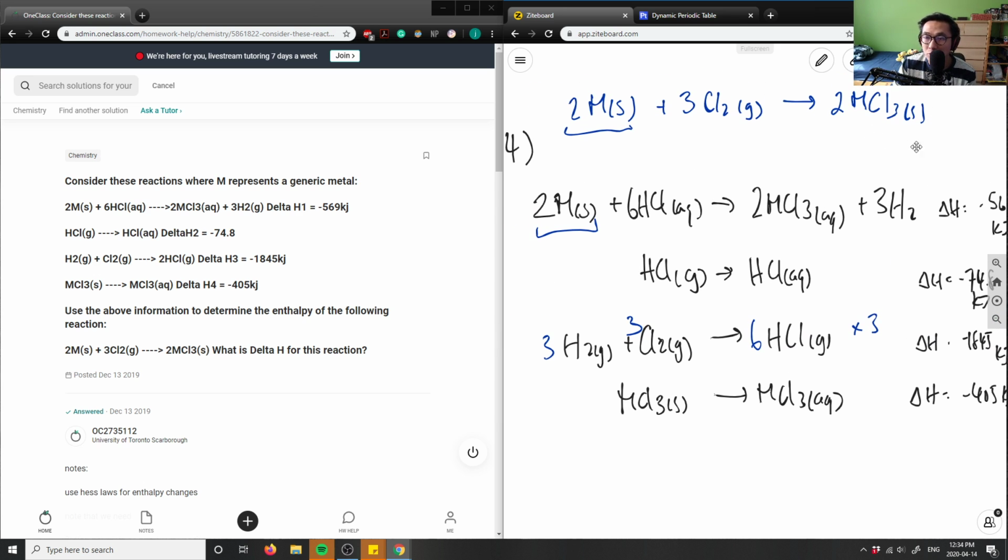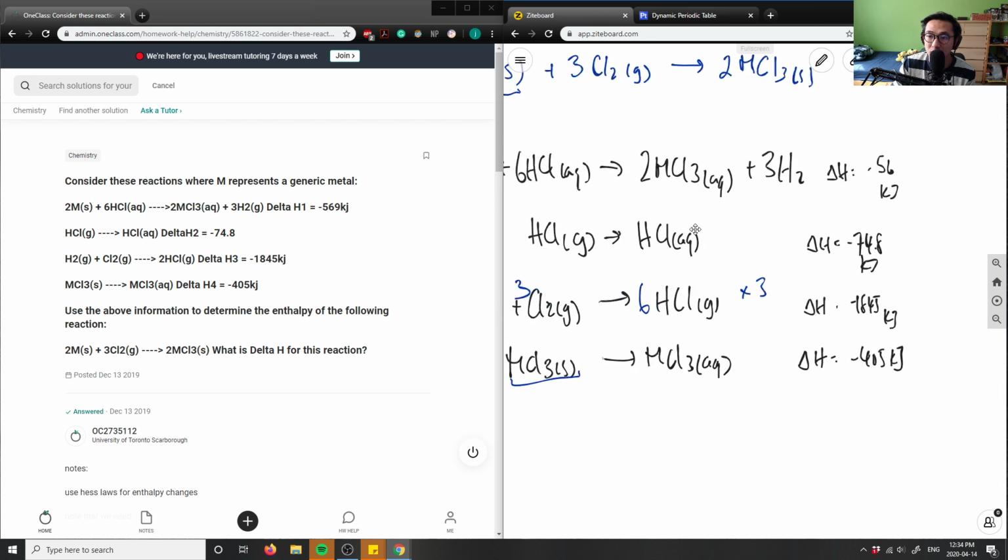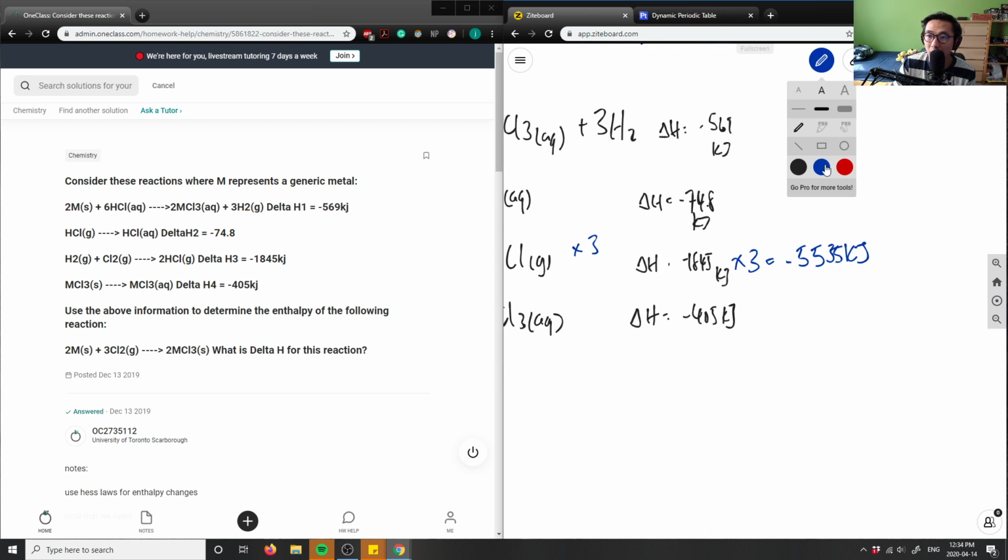And then I need to make 2 MCl3 solid, right? So I see that my MCl3 solid is on this side of the reactants. So I want it to be on the product side, which means I have to flip these two guys. I have to flip my aqueous one to go on this side, and my solid to go on the product side. So in order for me to do that, I simply just flip the enthalpy sign here. So this here I'm going to multiply by -1, which is 405 kilojoules.